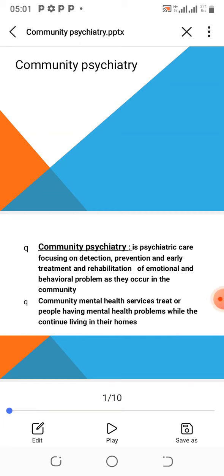Community psychiatry is psychiatric care focusing on detection, prevention, early treatment, and rehabilitation of emotional and behavioral problems as they occur in the community. Community mental health services treat or support people having mental health problems while they continue living in their homes.